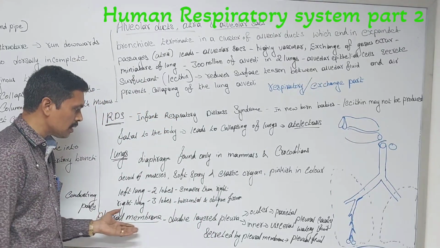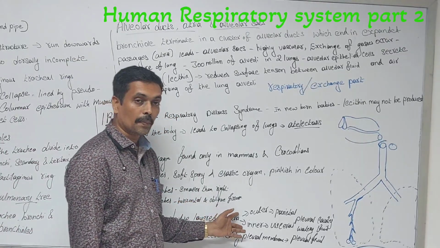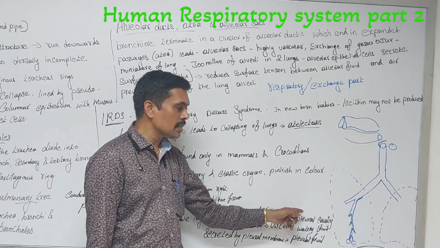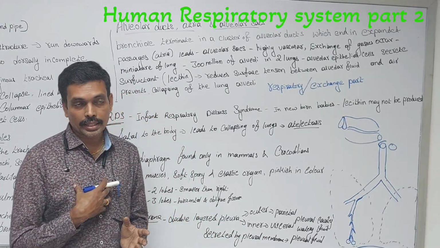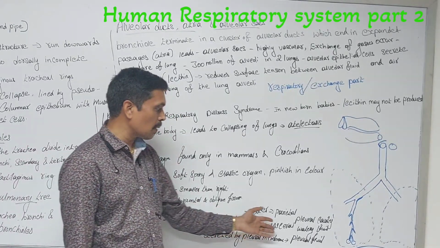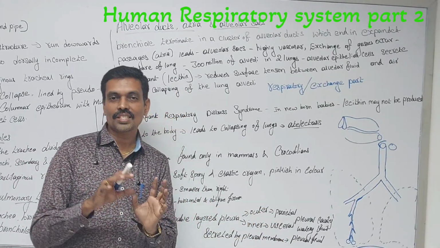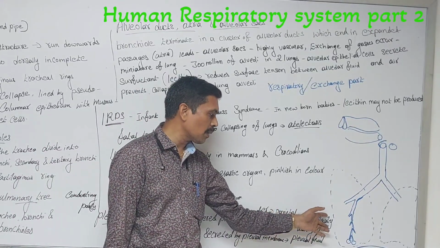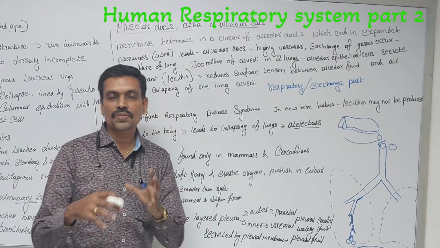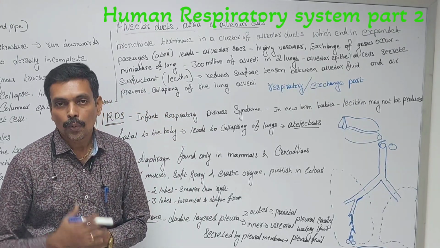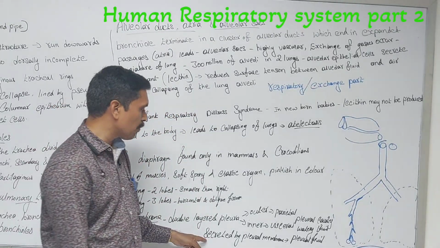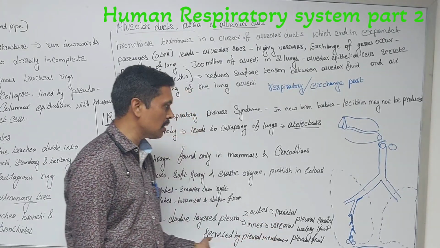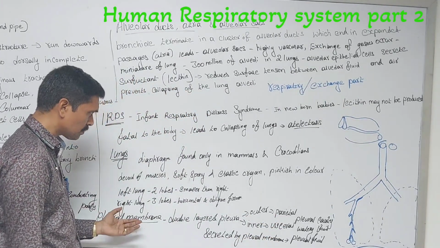Then the lungs are covered by a membrane known as the pleural membrane. The pleural membrane is a double layer membrane, or double layer pleura, the outer and the inner. The outer is known as parietal pleura. It is close to the thoracic cavity. The inner is known as visceral pleura. It is close to the lungs, the visceral organ. In between these, there is a space known as the pleural cavity. The pleural cavity is filled with a watery fluid known as pleural fluid. This pleural fluid is secreted by the pleural membrane.